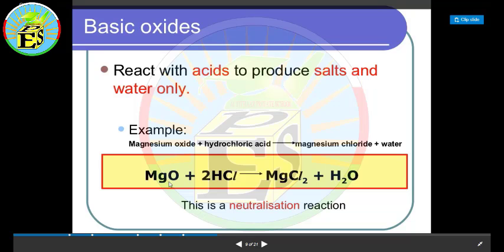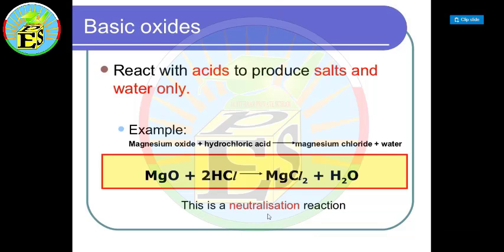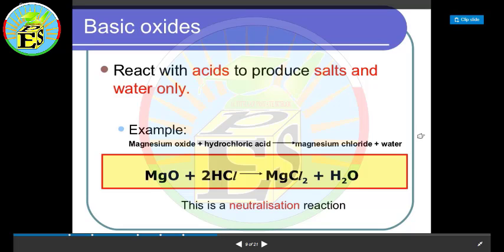For example, MgO is magnesium oxide. Magnesium is a metal. It reacts with oxygen to produce the oxide, which is a basic oxide. When it reacts with hydrochloric acid, it will give you MgCl2, magnesium chloride, which is a salt, and water. That reaction is called a neutralization reaction. Whenever the products after a reaction are salt and water, the reaction is a neutralization reaction.